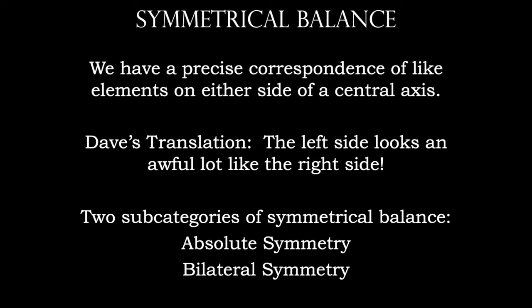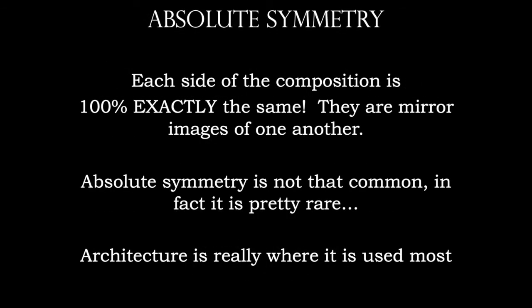Symmetrical balance is also unique because it is the only form of balance that has subcategories. We have absolute symmetry and bilateral symmetry. In the case of absolute symmetry, each side of the composition is exactly the same, like 100%. They're mirror images of one another. Absolute symmetry, though, really isn't that common. In fact, it's beyond rare.